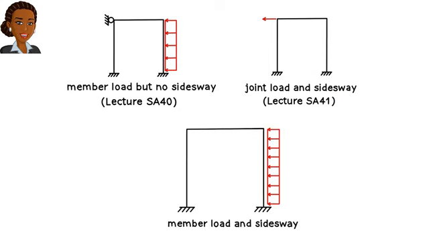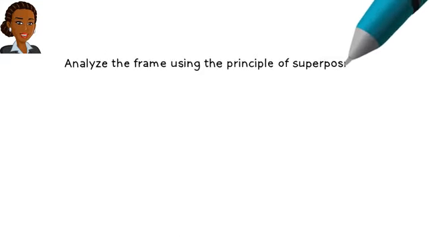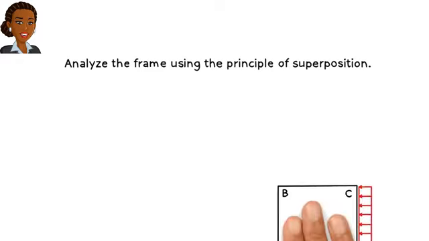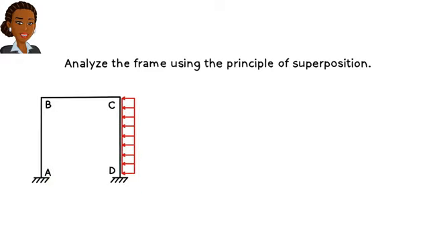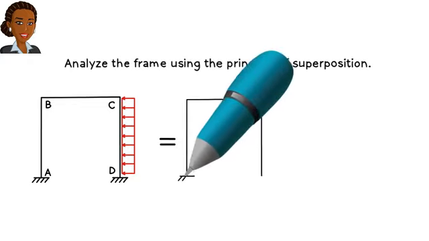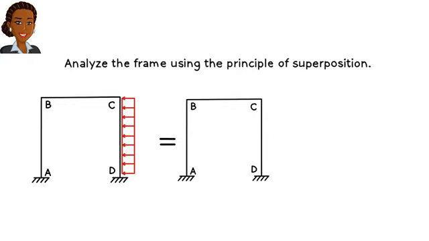To analyze this frame, we can draw from the previous scenarios. We will employ the principle of superposition for this problem. With this principle, we can break down the behavior of our frame into the behavior of two simpler, more familiar frames. But how do we arrive at these two frames?